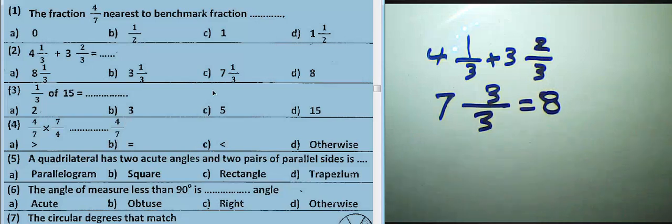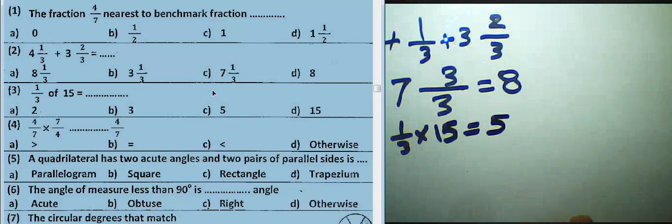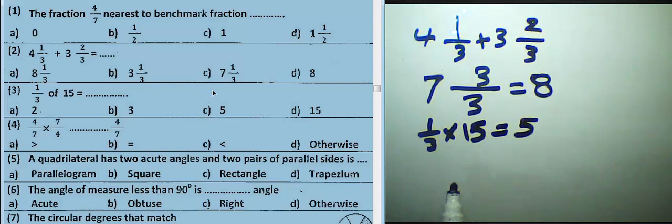One third of 15 means one third times 15. 15 divided by 3 equals 5, then the result will be equal to 5.